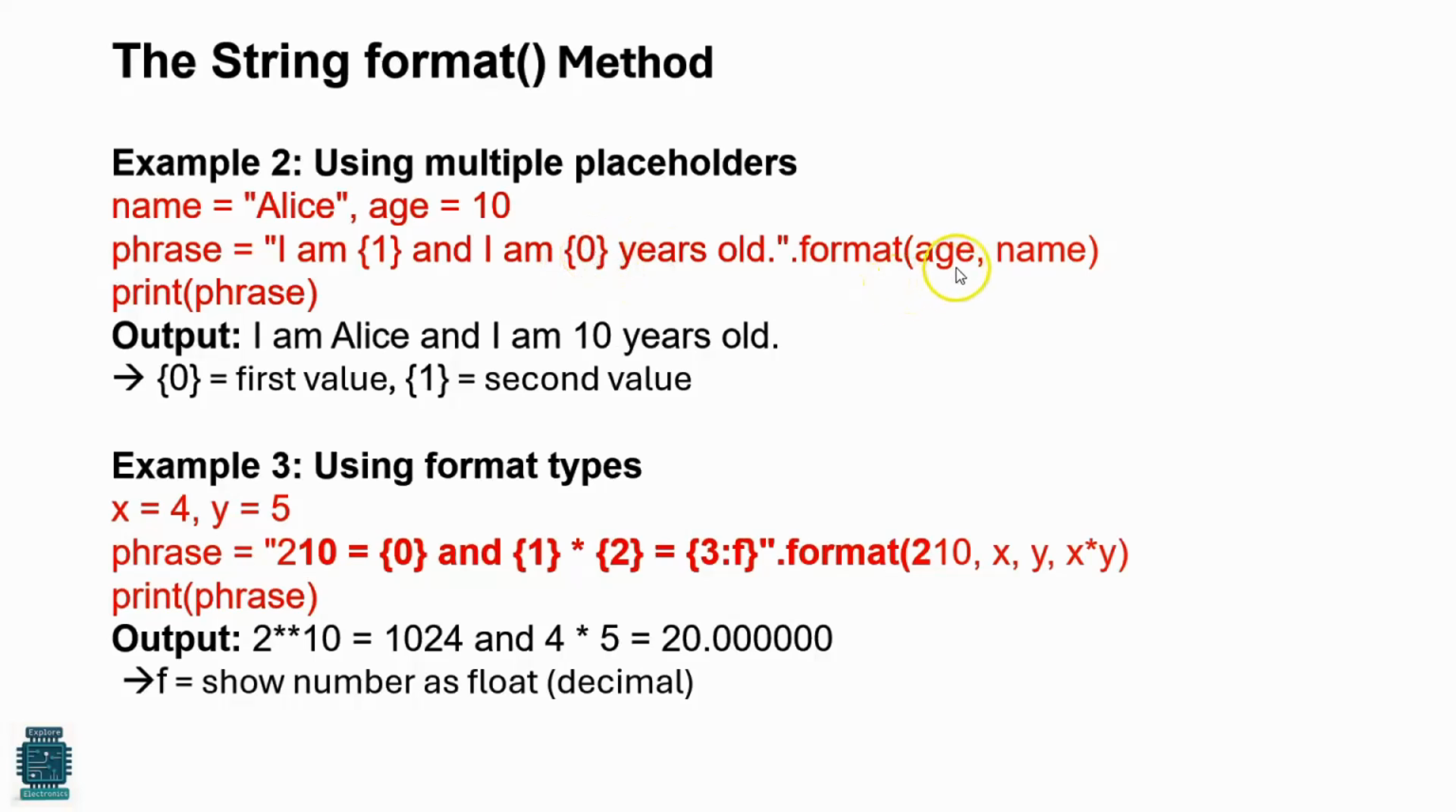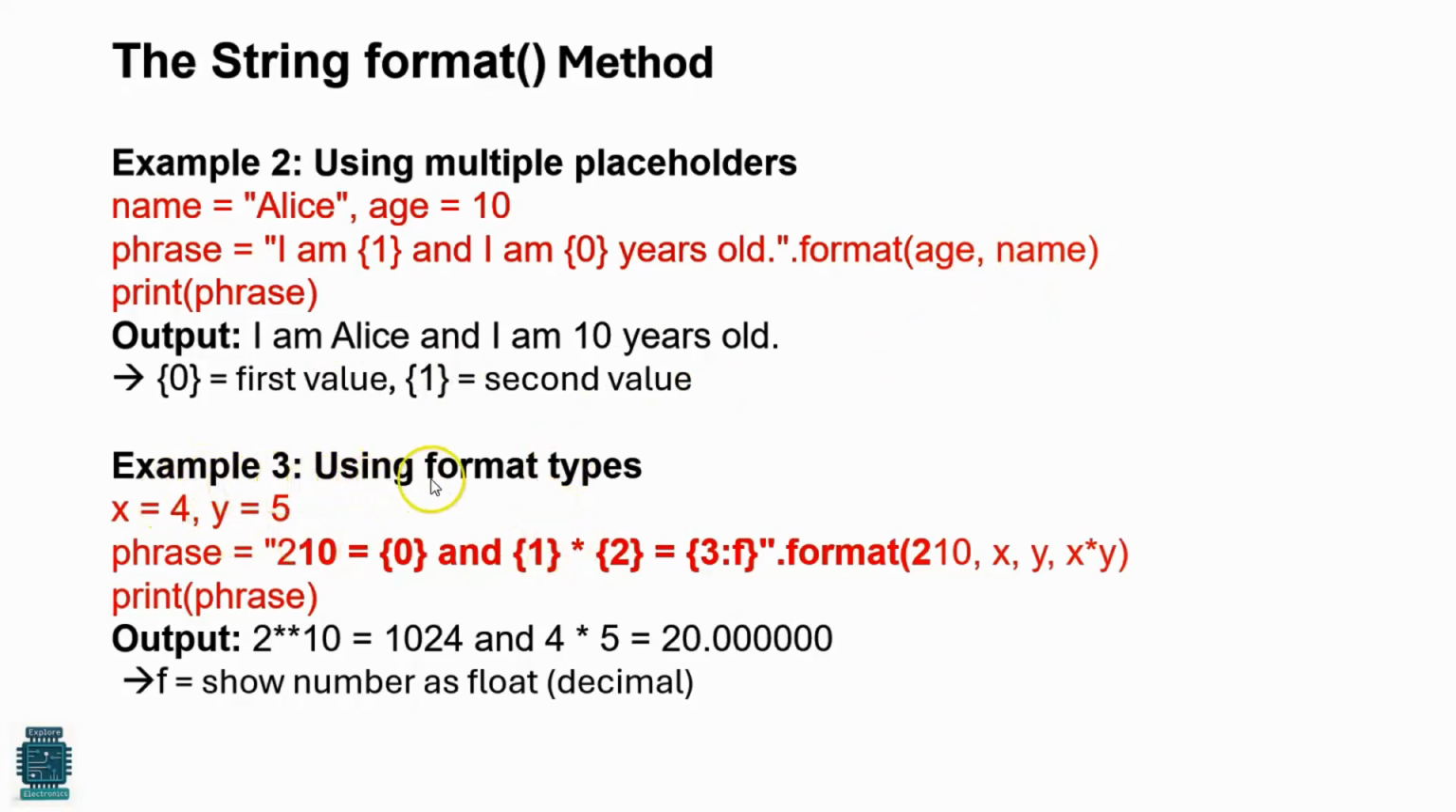0 means we have age. Age is 10. 10 replaces 0. We will get in the output 10 wherever I have 0. And 1 means name. Name is Alice. That's why I will get the output as: I am Alice and I am 10 years old. Very clear? 0 means the first value and 1 means the second value. Very clear?